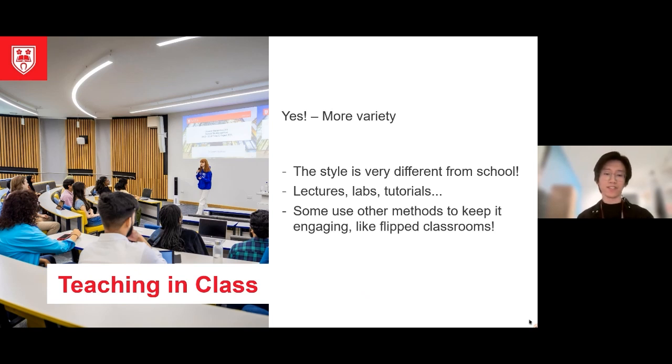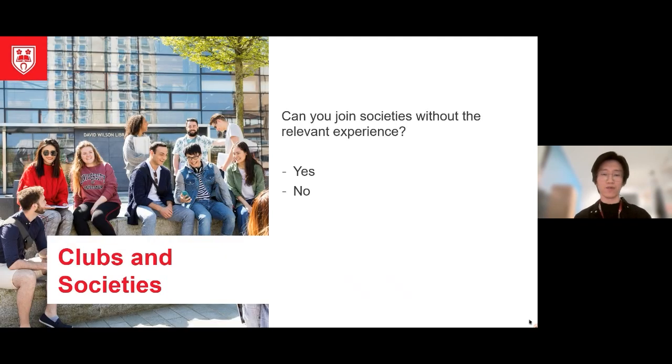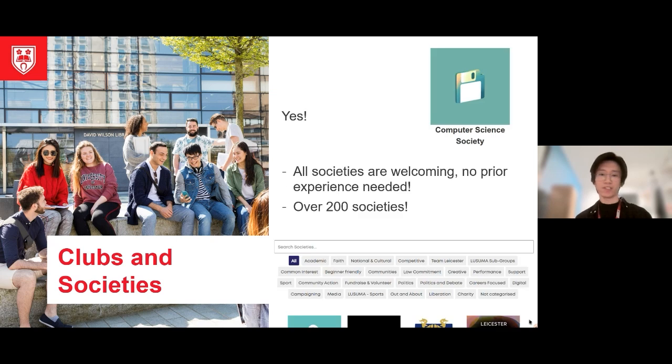Of course, university isn't just about studying. It's also about what you do outside of class, for example, clubs and societies. One worry that students have is whether they can join societies if they don't have the relevant experience. For example, they might wonder if they can join the computer science society if they don't know how to code yet. And the answer is yes. Not just the computer science society, all societies are welcoming, especially towards beginners.